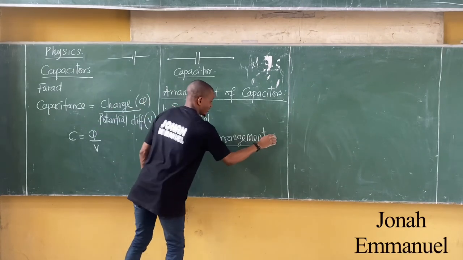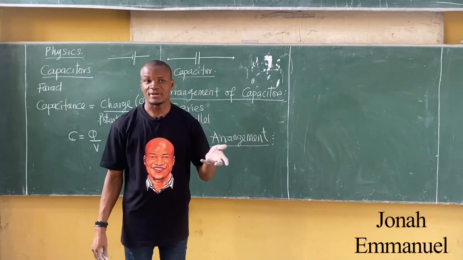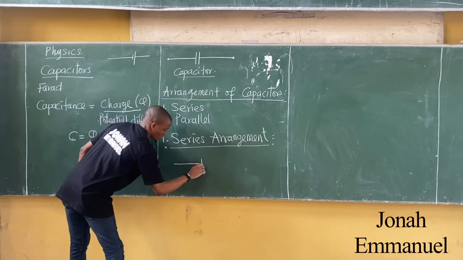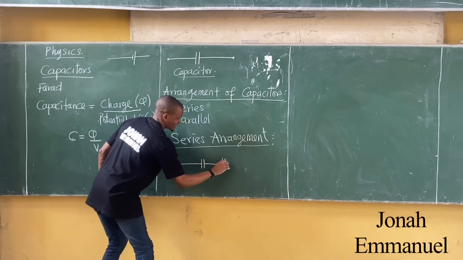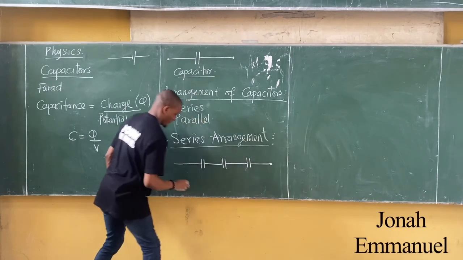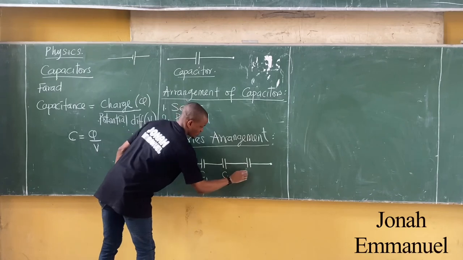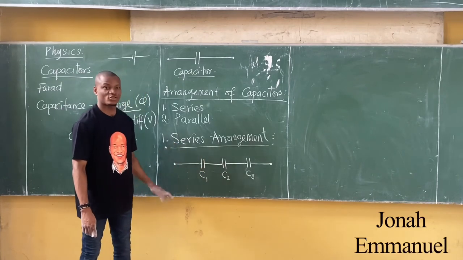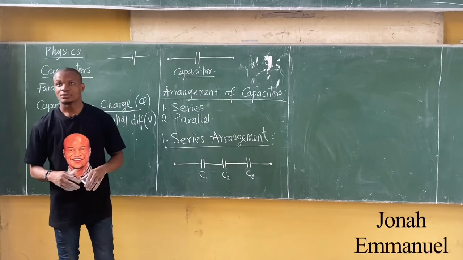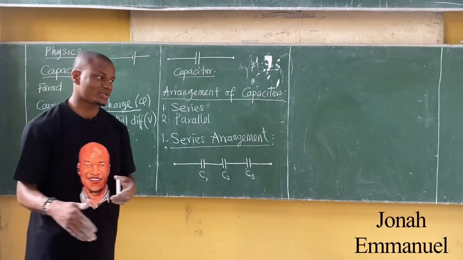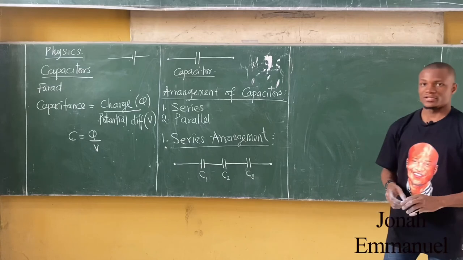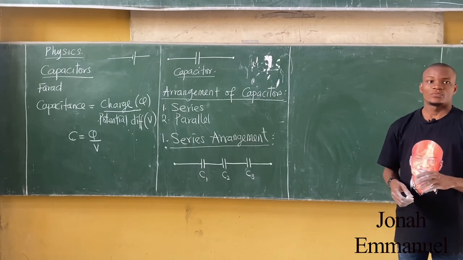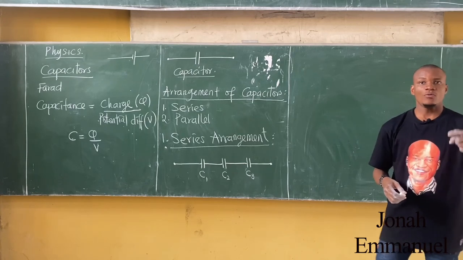I believe you can define series arrangement, right? So let's proceed. What is series arrangement? It's the end-to-end connection of capacitors. This is the same thing as resistors, but there's a difference. What's the difference? I'll show you shortly. C1, C2, C3: C1 end-to-end to C2, end-to-end to C3. And this becomes a series arrangement.